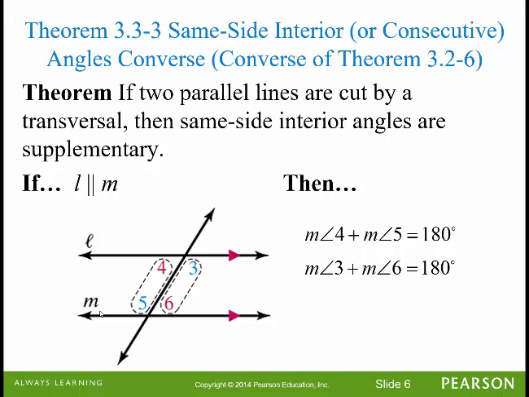Same side interior or consecutive angles converse. This is a converse again from Theorem 3.2-6 in last section. If two parallel lines are cut by a transversal, then same side interior angles are supplementary, meaning they add to 180 degrees. So if L is parallel to M, then what we see here is the measure of angle 4 plus the measure of angle 5 is 180 degrees. The measure of angle 3 plus the measure of angle 6 is 180 degrees.